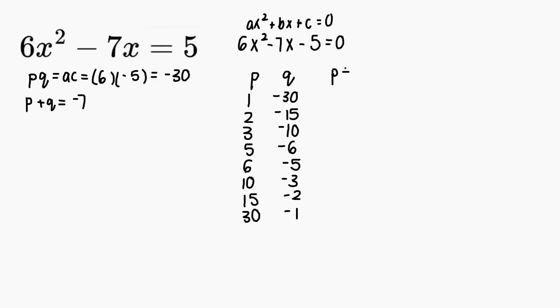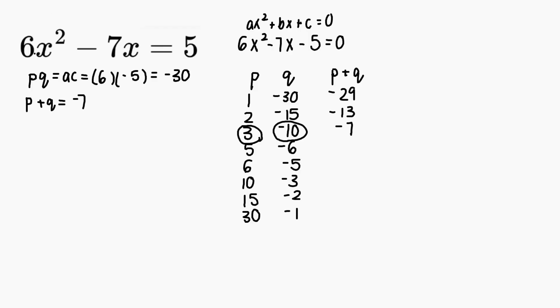And then let's see which of these pairs matches the sum of negative 7. This is negative 29, this is negative 13, and this is negative 7. So we know that we found it. We have 3 and negative 10.